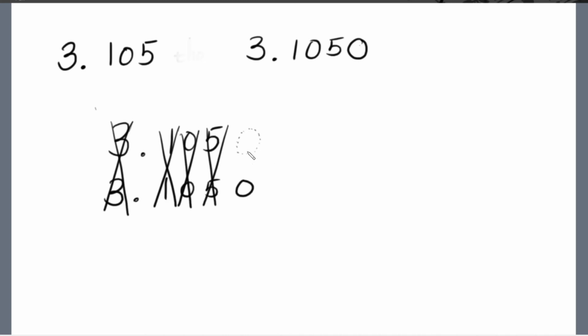And then we get to this spot right here. This placeholder is a 0. This is a 0. They also don't help. So what does that say about 3 and 105 thousandths compared to 3 and 1050 ten thousandths? It tells us that these two are equal.